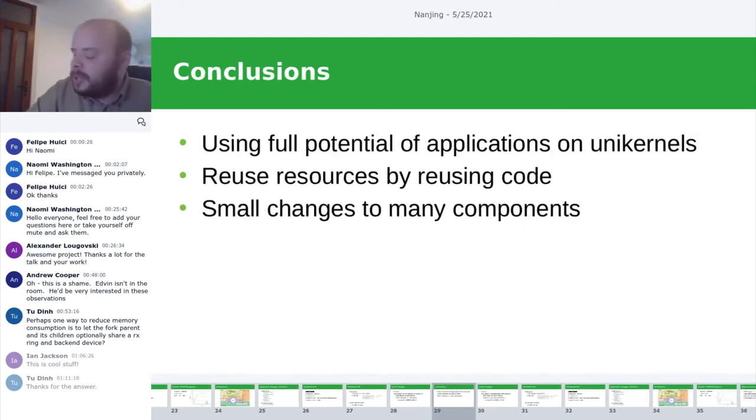So we saw that with cloning, we can use the full potential of POSIX applications when running on top of a unikernel. We can reuse resources by reusing functionality as much as possible, and all we have to do is add small changes to many components. So thanks, and if you have questions, please ask away.